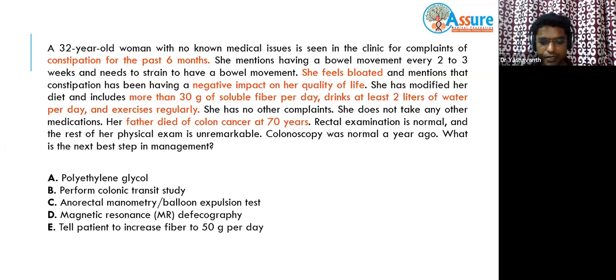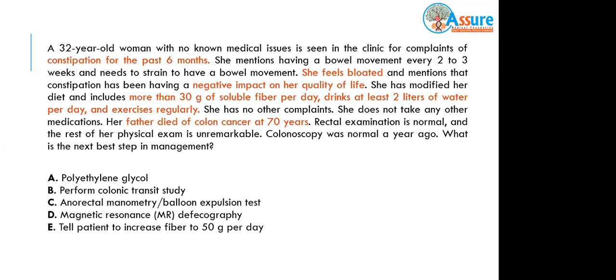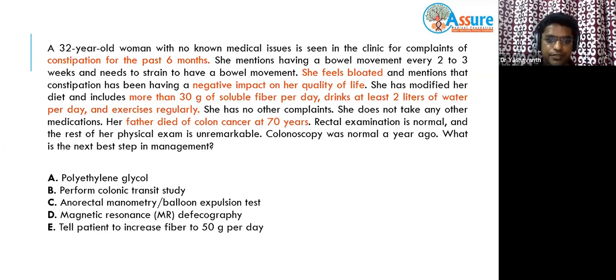Very good. So when should screening for her colon cancer be? This is out of topic, I'm just asking. Usually it should start at the age of 40 years. When someone's first degree relative has died beyond 60 years, screening should start at the age of 40 years. So you are right. It is A, PEG, polyethylene glycol should be given.